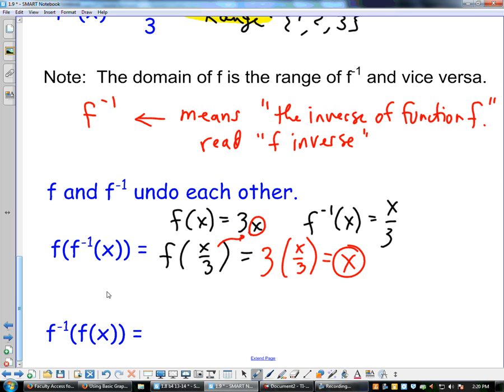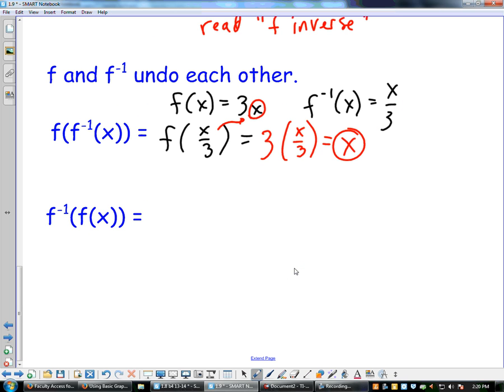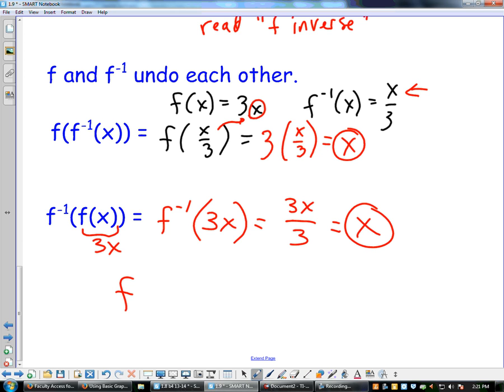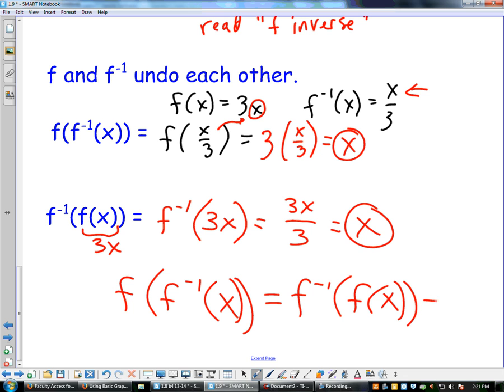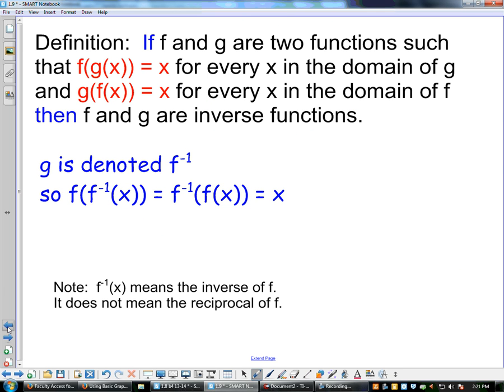So we could do the same thing with f inverse of f of x. In this case, we'd be taking f inverse of f of x was equal to 3x. So if we want f inverse of 3x, we're going to plug 3x in right here, and we would get 3x over 3, which is x. So what did we learn? We learned that f of f inverse of x is equal to f inverse of f of x, and they're both equal to x. All right. So we see it's x.